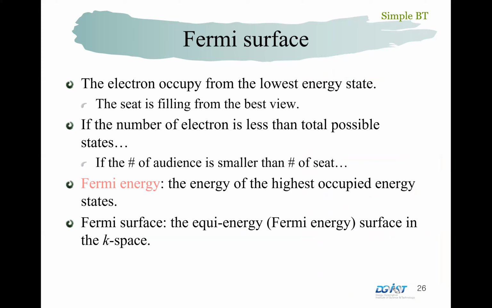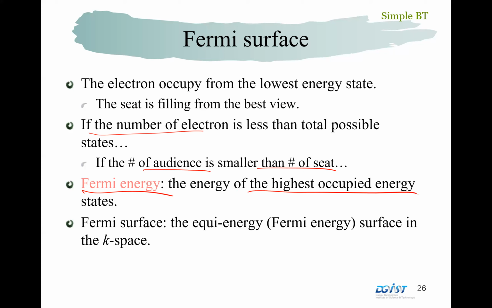And the Fermi surface is a very important concept in solid state physics. As you know, the electrons occupy from the lowest energy state, and it's very similar to sitting in a theater. They prefer the best view or the nearest seat to the stage. Anyway, if the number of electrons is less than the total possible seats, meaning the number of audience is smaller than the number of seats, then we can make some kind of boundary. That's what we call the Fermi energy.